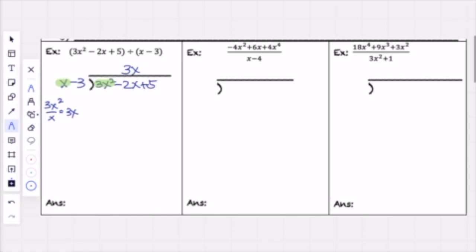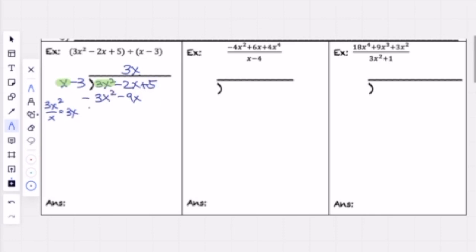And notice I put it above the like term, the negative 2x. That helps keep our work organized. Now we're going to take this 3x and multiply it through to the terms in our divisor. So 3x times negative 3 is negative 9x. And 3x times x is going to be 3x squared.